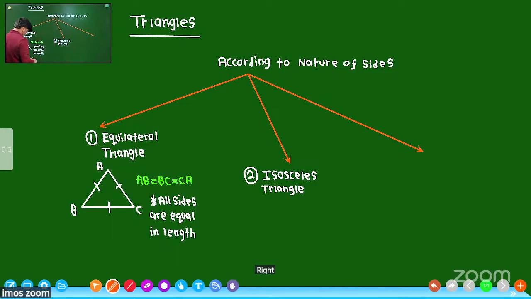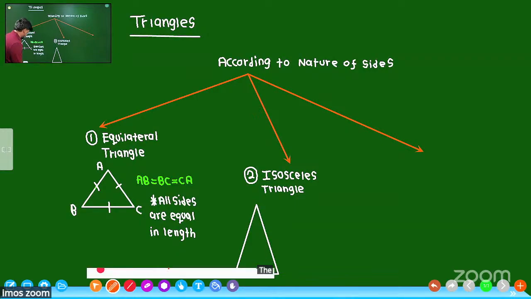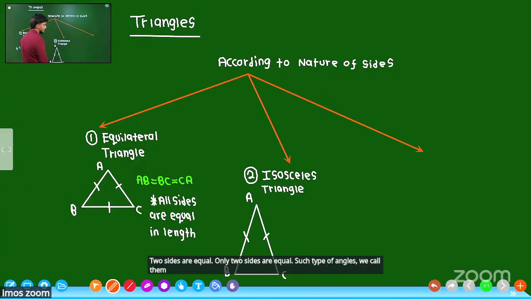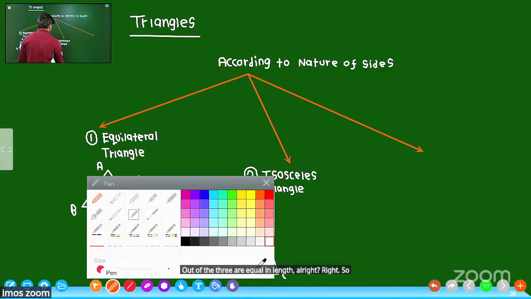Right. What do you mean by isosceles triangles? Isosceles triangles means the triangles in which only two sides are equal. Such type of triangles we call isosceles triangles. In equilateral triangles, all sides are equal in length. In isosceles triangles, only two sides out of the three are equal in length. Right.